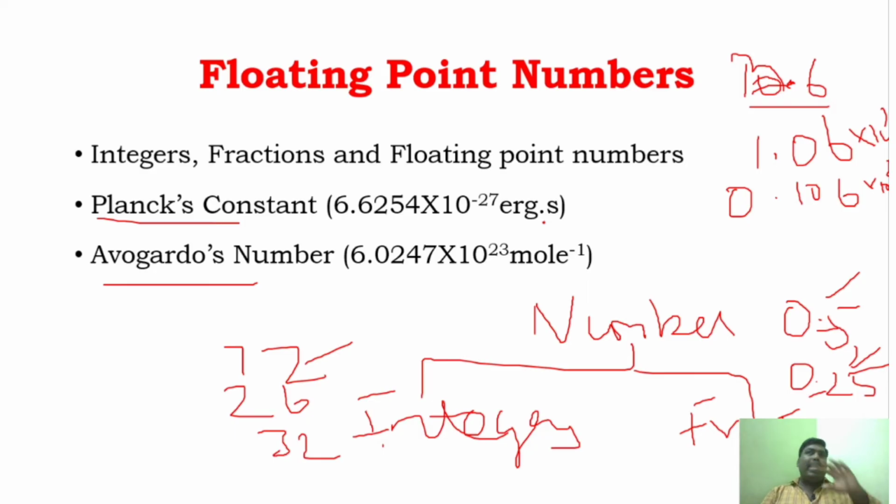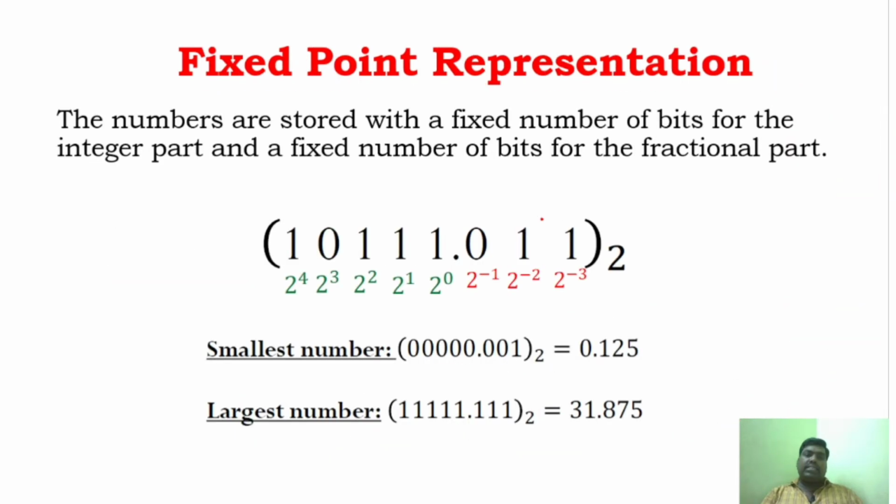Any particular scientific values which are stored in the computers will follow this floating point representation. Before moving to floating point representation, we will see what is fixed point representation. As I said, if you say this is a fixed point number, we know that before the decimal point, all those are called as integers, and after the decimal point is called as fractions.